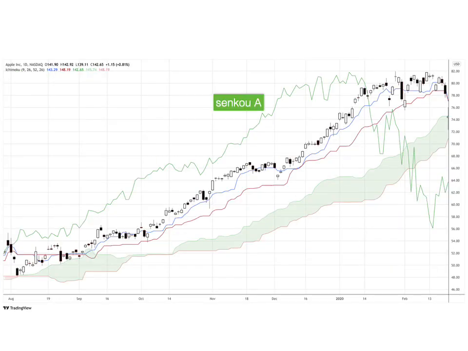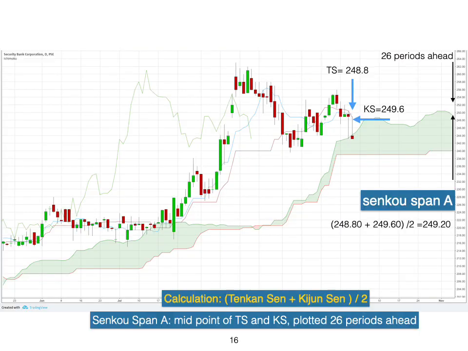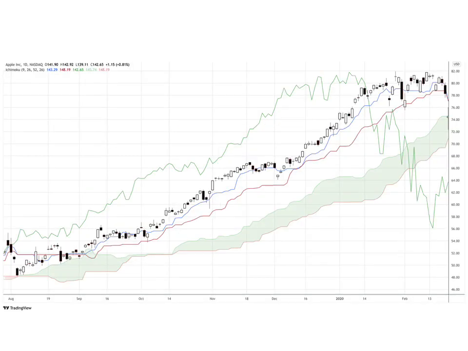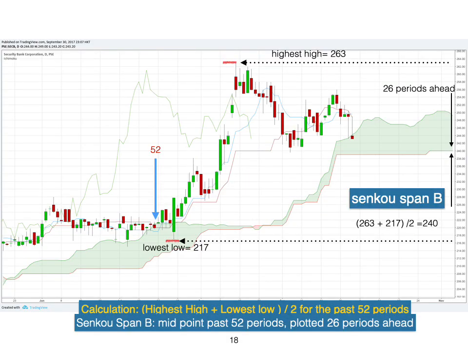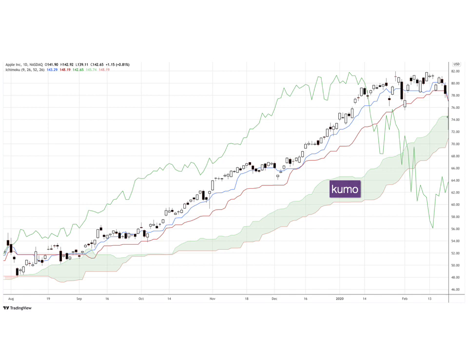The fourth element is the Senkou A. This is also called the leading span 1, or the first leading line. The Senkou span A is the midpoint of the Tenkan-sen and the Kijun-sen plotted 26 periods ahead. The fifth element is the Senkou span B, which is also known as leading span 2 or the second leading line. The Senkou span B is the midpoint of the past 52 periods plotted 26 periods ahead. The Kumo is the area between the two Senkou spans.